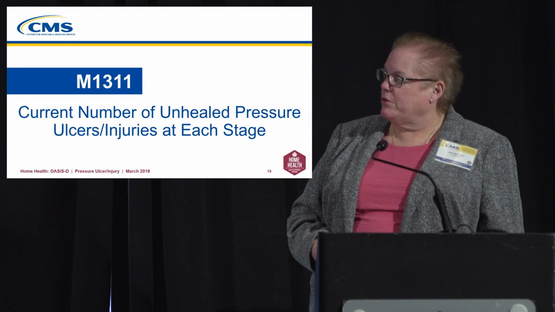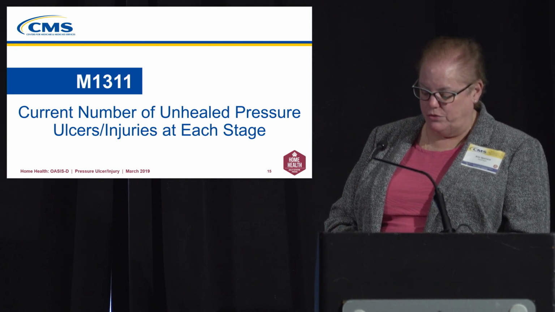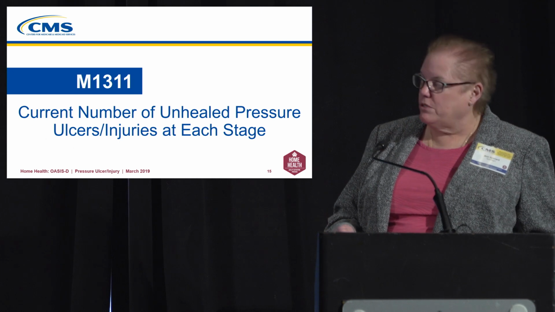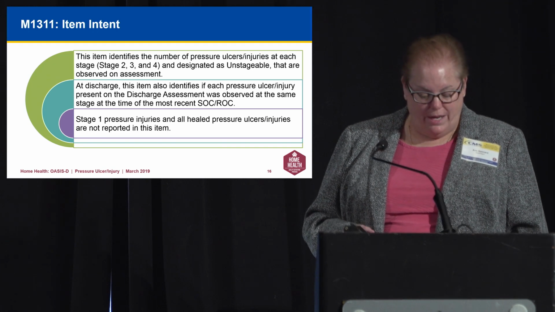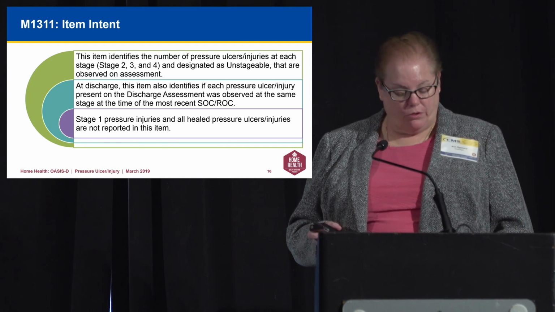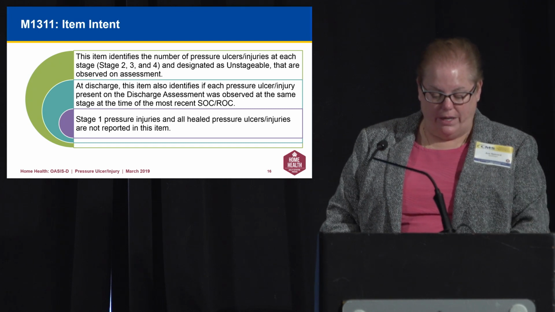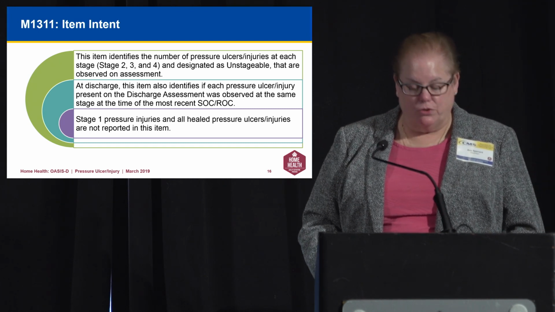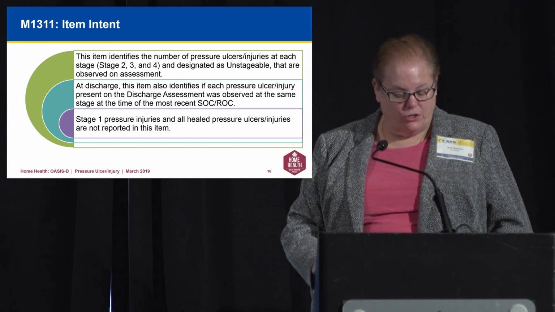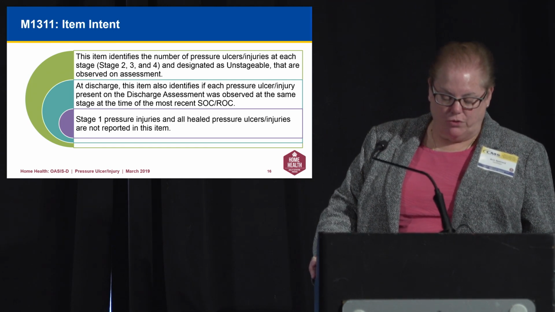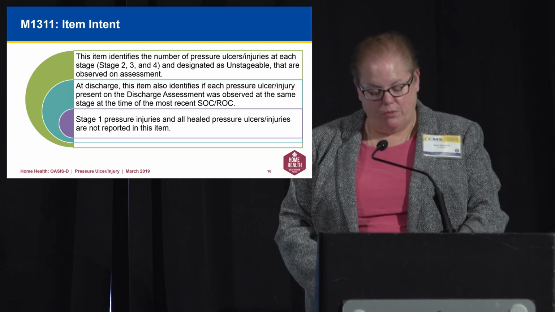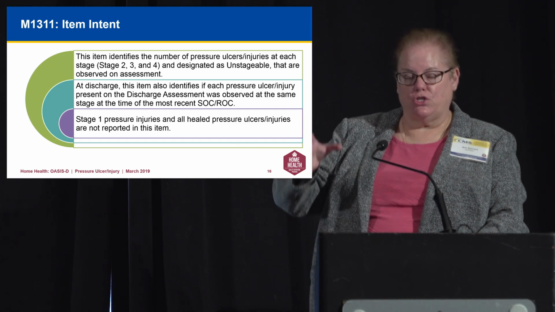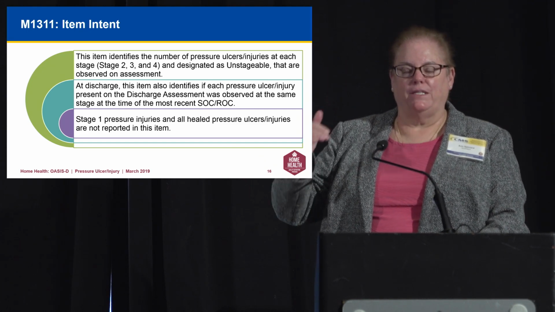All right, so M1311, the current number of unhealed pressure ulcers or injuries at each stage. What we're looking for here is this item identifies the number of pressure ulcers or injuries at each stage, so stage 2, 3, or 4, and/or designated as unstageable that are observed on the assessment. At discharge, this item also identifies each pressure ulcer or injury present on the discharge assessment was observed at the stage at the time of the most recent SOC/ROC. So what we're saying, and we're going to go through this, is at discharge, it asks you how many of these things do we have?